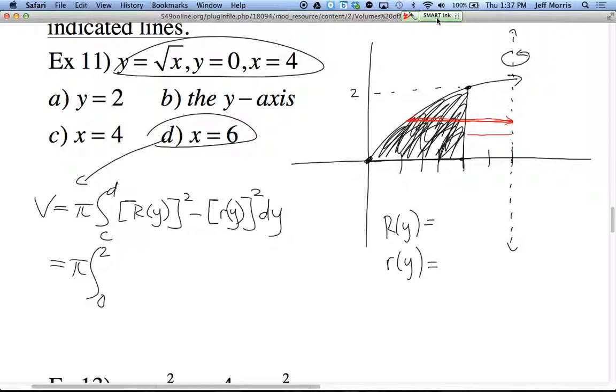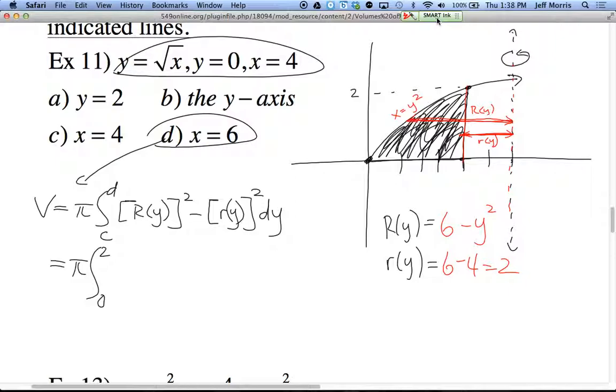Inner radius will be this one. So there's big R of y. There's little r of y. So we're going to have 6. The outer radius is going to be 6, this thing right here, 6 minus this, which is x equals y squared again. So 6 minus y squared. Inner radius is just going to be 6 minus, this right here is 4. So 6 minus 4, which is 2.